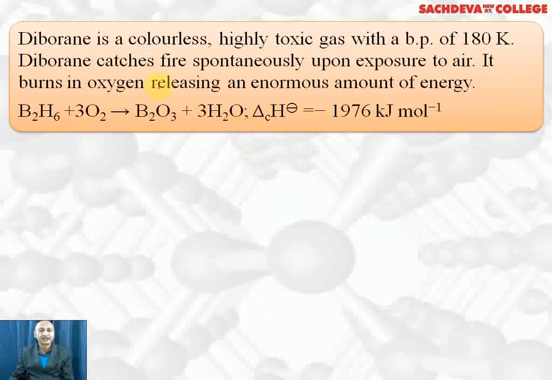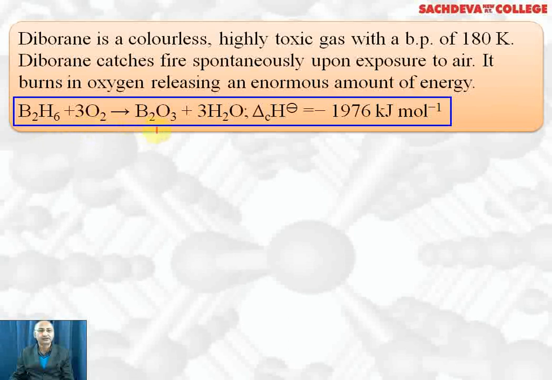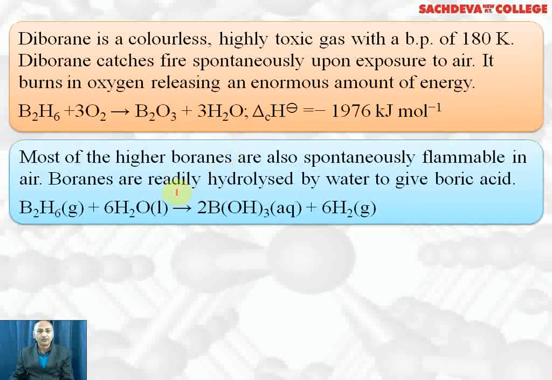Diborane is a colorless, highly toxic gas with a boiling point of 180 Kelvin. It catches fire spontaneously upon exposure to air. It burns in oxygen, releasing an enormous amount of energy. So B2H6 plus 3O2 gives you B2O3 plus 3 water, and the energy liberated is 1976 kilojoules per mole. So it's highly combustible and a high amount of energy is released on its combustion. Most of the higher boranes are also spontaneously inflammable in air.